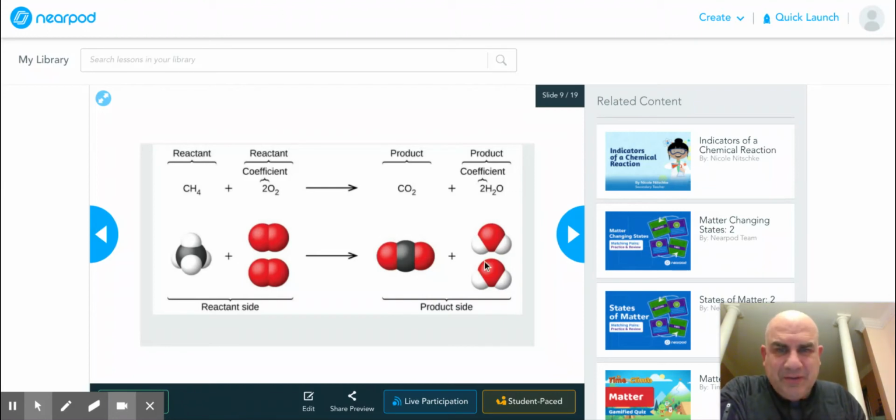They're just shuffled around. They make new things. So the reactant is what we start with. This is energy or some sort of thing that gets the party started. And then we have something new, products.